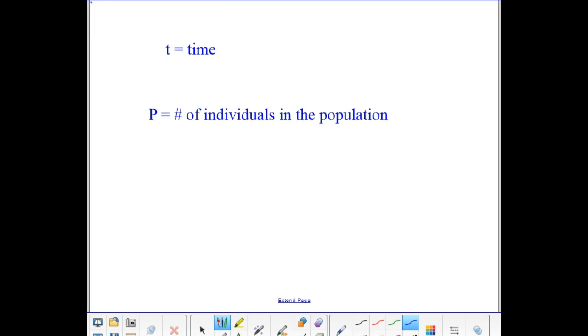For this model, we're going to let t be time. We're going to let P be the number of individuals in a population, whether we're talking about people, or bacteria in a dish, or moose on an island. Again, this is not a specific example that you have to have down, like you need to know that the derivative of the sine is the cosine. This is just an application.